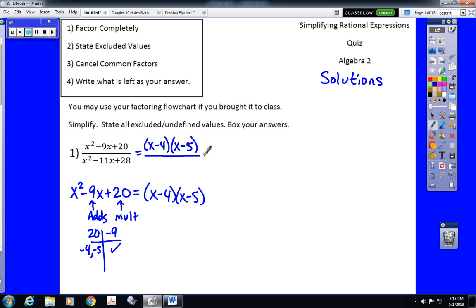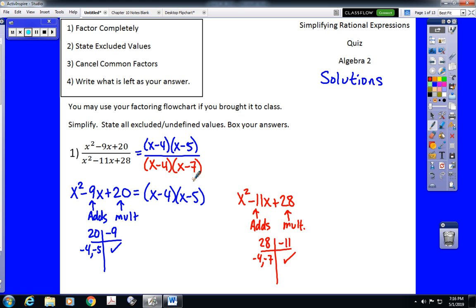Then we have our denominator. Our denominator is the trinomial x squared minus 11x plus 28. Again, we are looking for a pair of numbers that multiplies to positive 28 and adds to negative 11. That would be negative 4 and negative 7. So that trinomial, again, no number in front of x squared, will factor into x minus 4 and x minus 7.